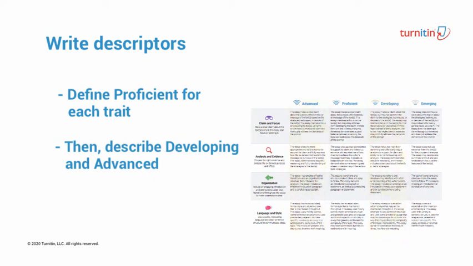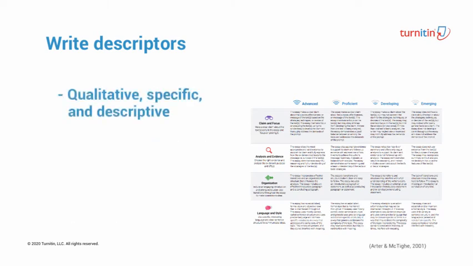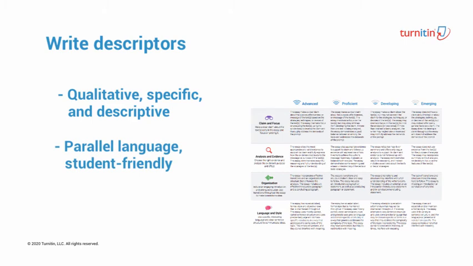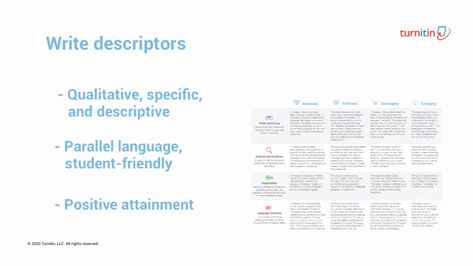The difference in quality from a score point of 5 to 4 should be the same difference in quality from a score point of 3 to 2. All descriptors should model and reflect the consistent levels of continuity. Keep in mind that descriptors should be qualitative, specific, and descriptive. Try to use parallel language that is student-friendly. Also, descriptors should clearly describe positive attainment rather than lack of attainment.